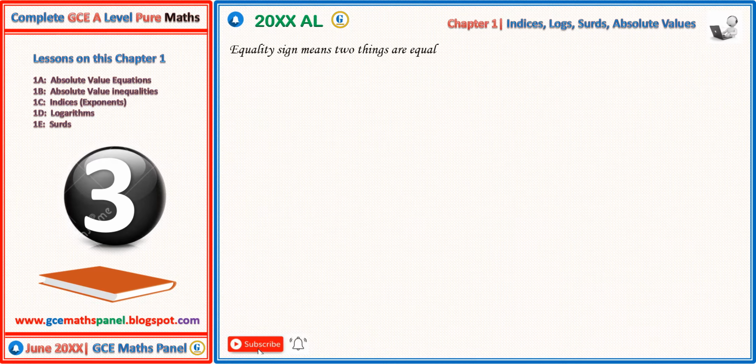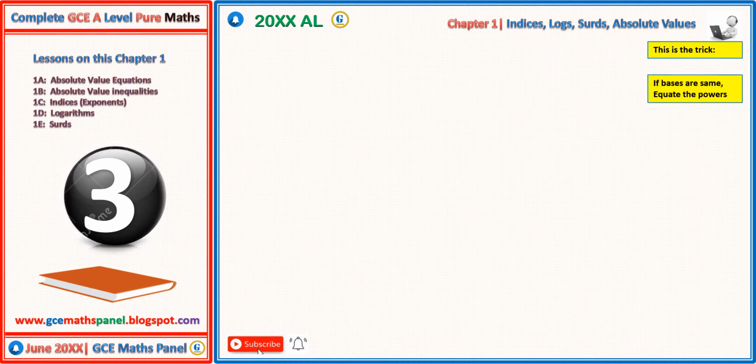Let's look at some equations involving exponents or indices. The equality sign means two things are equal. Thus, in solving equations involving powers or index or exponents, this is what we consider. If the bases are equal on both sides, we equate the powers, because if the bases are the same, the powers must be the same, and vice versa. So this is the trick. If the bases are the same on both sides, equate the powers, and vice versa.